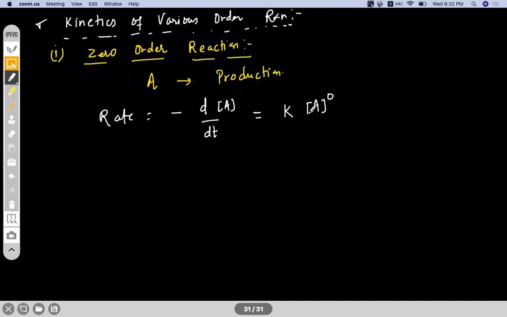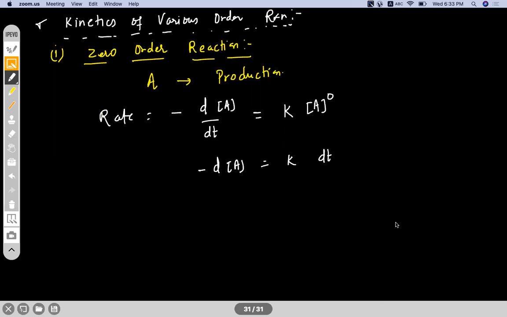Minus d[A]/dt is the rate, the change in concentration by time. And this we can also relate with the law of mass action, that is k into the concentration of A at any time t to the power of the order of the reaction, which is 0. So A to the power 0 is 1 only. So we can write this as minus d[A] equals k times dt, which we can integrate and solve.